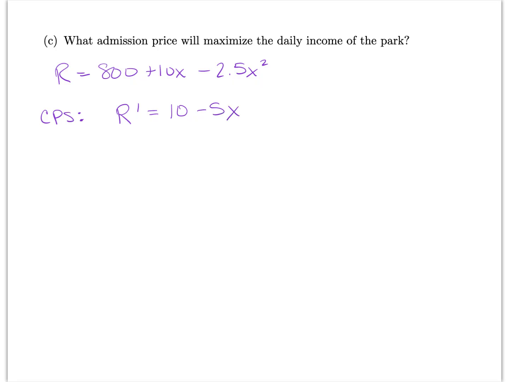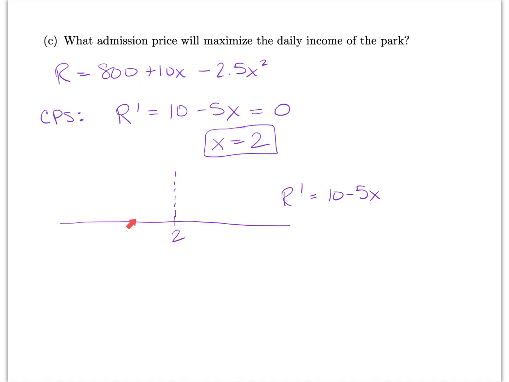So critical points happen when the derivative is 0 or the derivative is undefined. This derivative is never undefined, but I can set it equal to 0 and solve it. And we get x equals 2. So there's our critical point. I just need to make sure that this critical point is in fact a maximum. We want to maximize revenue and make sure we're not minimizing revenue. So I'm just going to make a number line. I'm going to put my critical point on it, and I'm going to look at the sign of r prime.